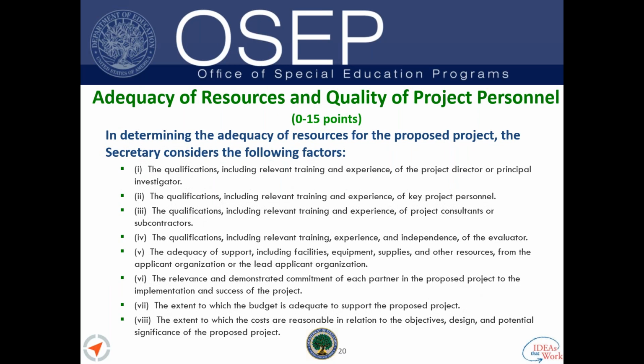The fourth criterion is adequacy of resources and quality of project personnel. Applications can receive up to 15 points for this criterion. Reviewers will consider 1, the qualifications, including relevant training and experience of the project director or principal investigator. 2, the qualifications, including relevant training and experience of key project personnel. 3, the qualifications, including relevant training and experience of project consultants or subcontractors.